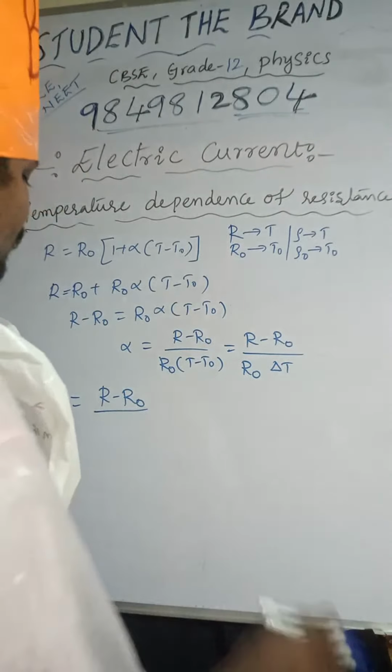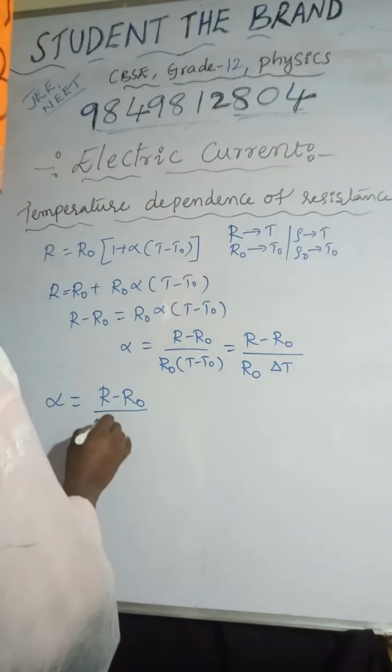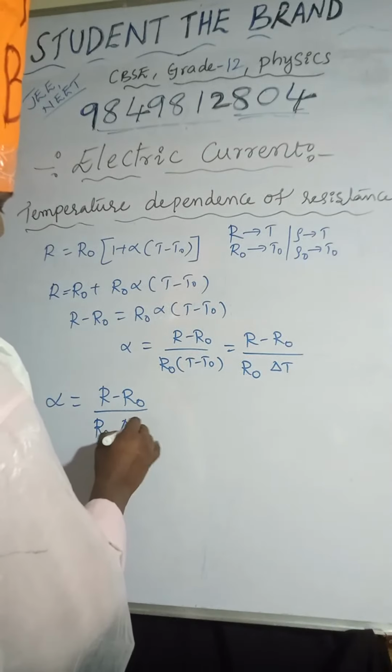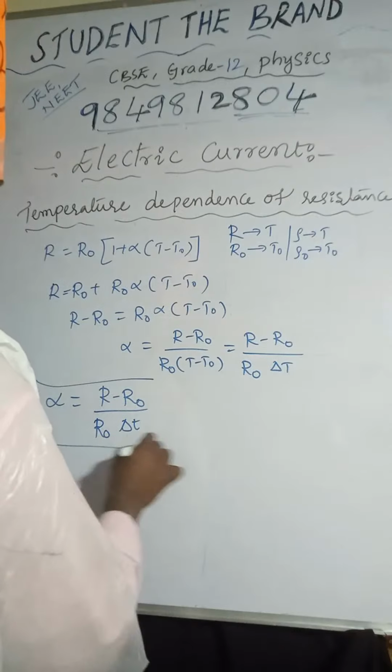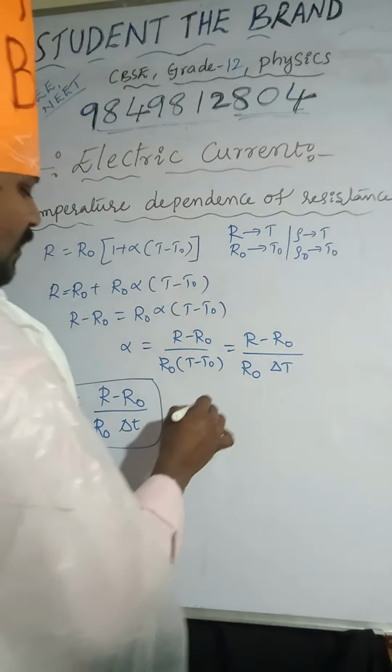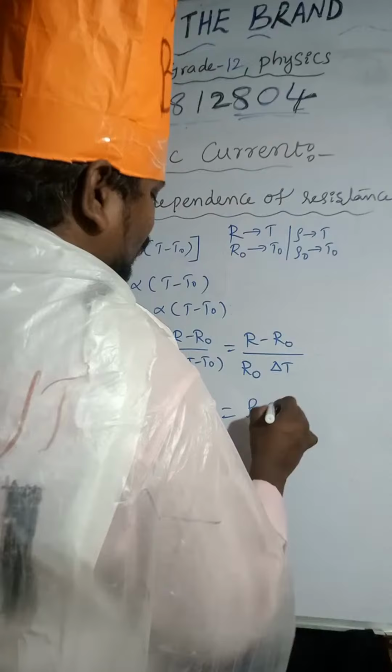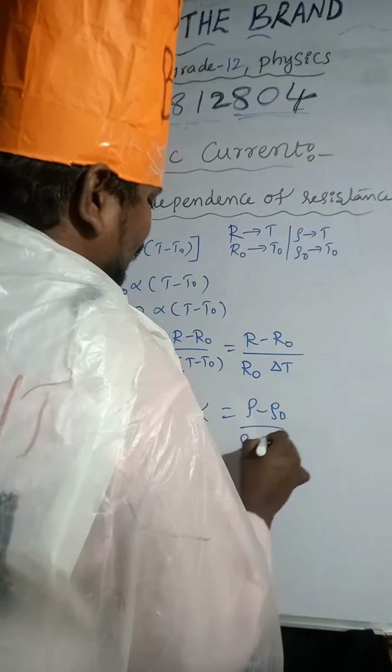H equals I squared R T. That is also known as Joule's law of heating, the heating effect of electric current. So alpha equals (rho minus rho naught) by rho naught into delta T.